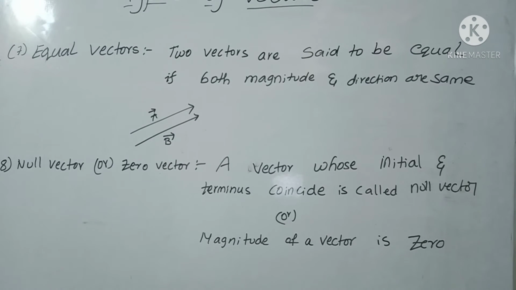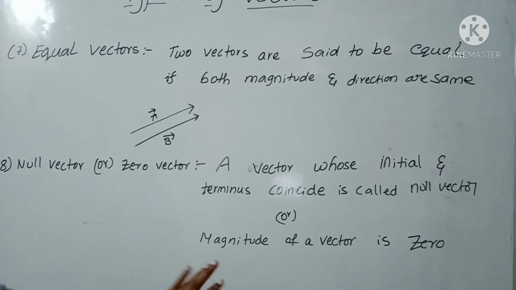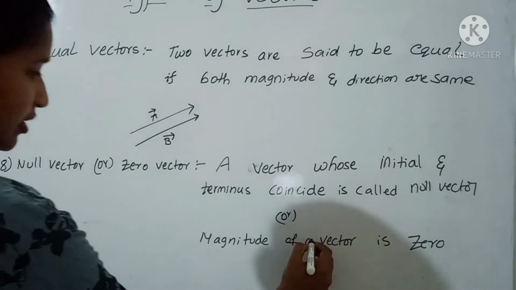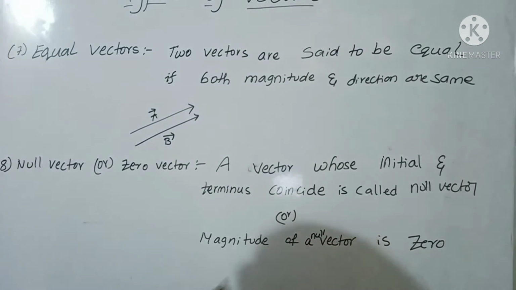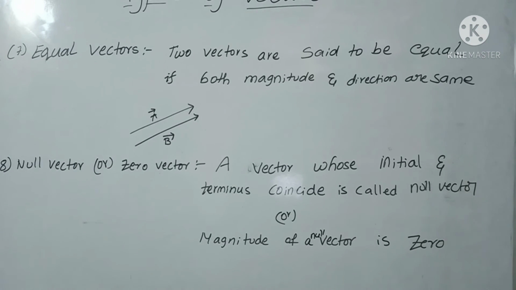Next one is the null vector or zero vector. A vector whose initial point, which is nothing but the origin, and terminal point coincide is called the null vector. Or simply we can say that the magnitude of the vector is 0. So the magnitude of a null vector is 0. Vectors having 0 magnitude are called null vectors or zero vectors.